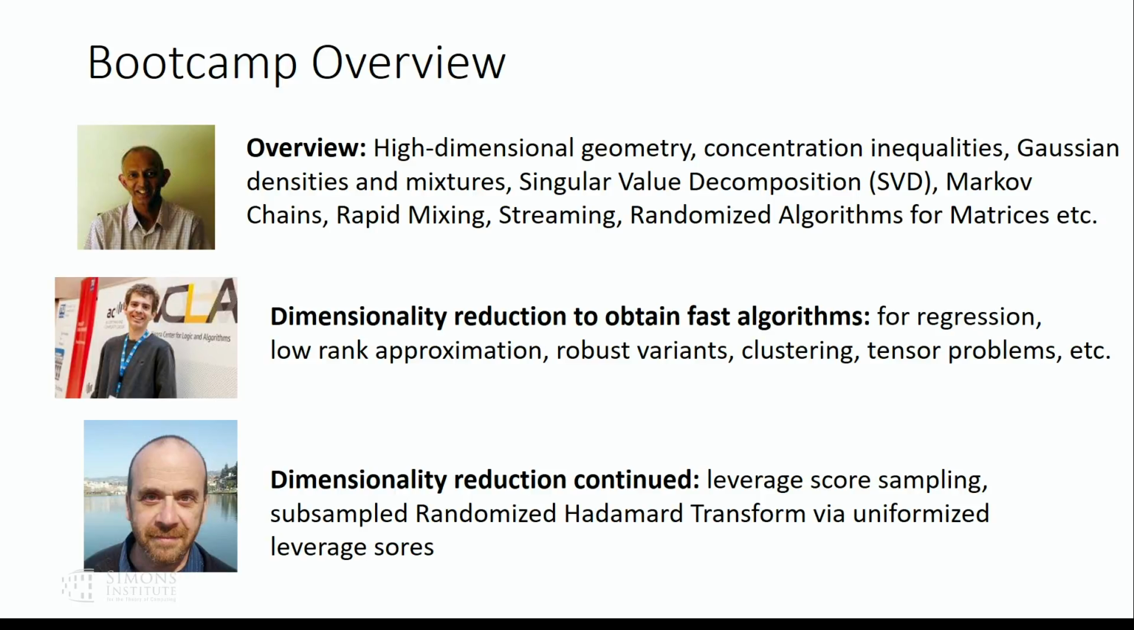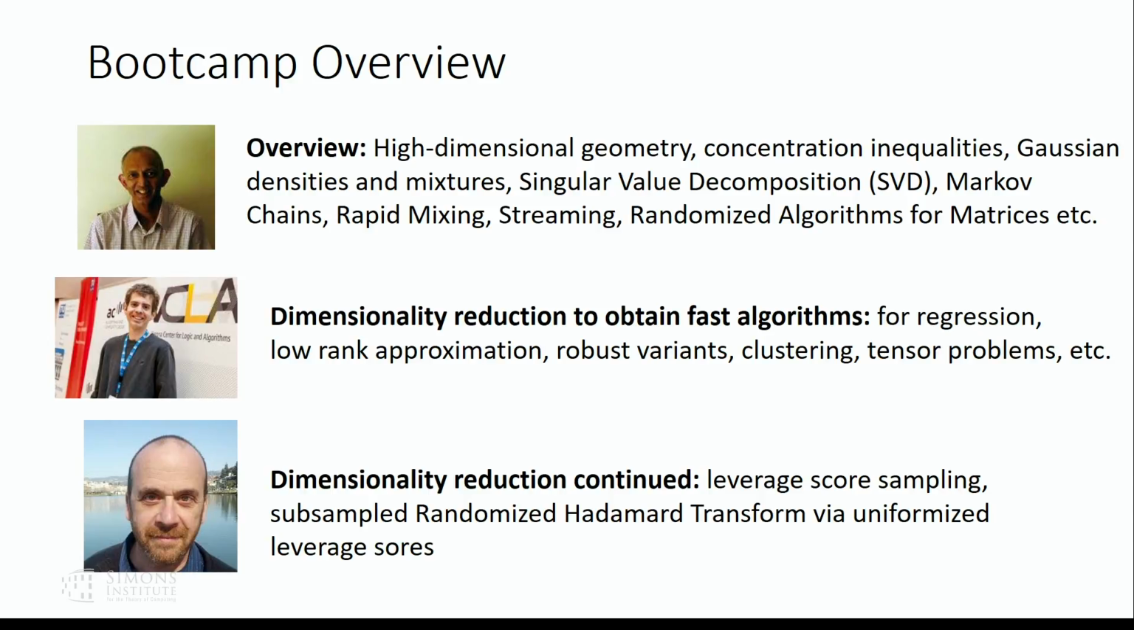The first talk will be given by Ravi Kannan from Microsoft Research. He'll give an overview, based on his Foundations of Data Science book, which is a great book. He'll cover techniques such as high-dimensional geometry, concentration inequalities, Gaussian densities and mixtures, singular value decomposition, Markov chains, rapid mixing, streaming algorithms, and some randomized algorithms for matrices. He'll give the first two talks this morning.